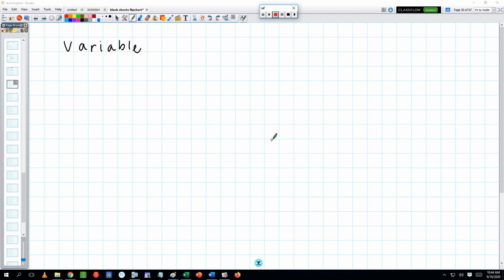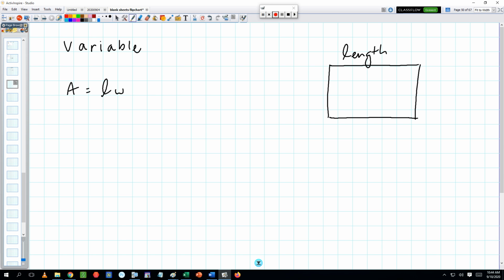Hey everybody, we use variables in math to represent numbers whose value we might not know at the moment. That's a terrible definition, but we use variables in formulas such as the formula for the area of a rectangle. Area is equal to length times width. So we use the L and the W to stand for numbers that we don't know just yet, and we just write out the formula using those variables.